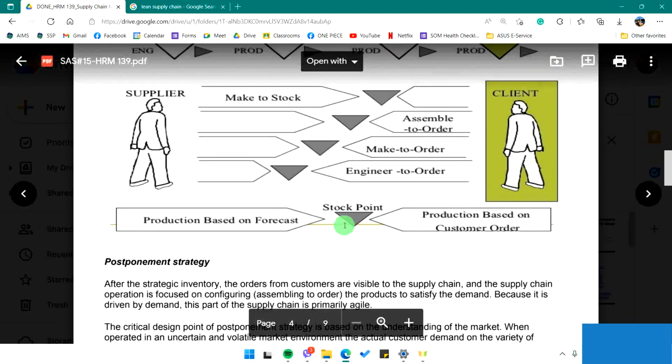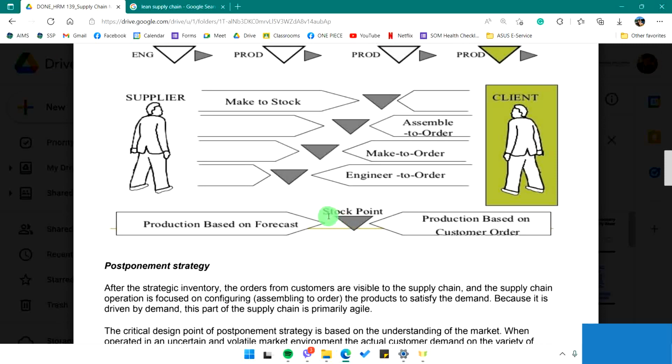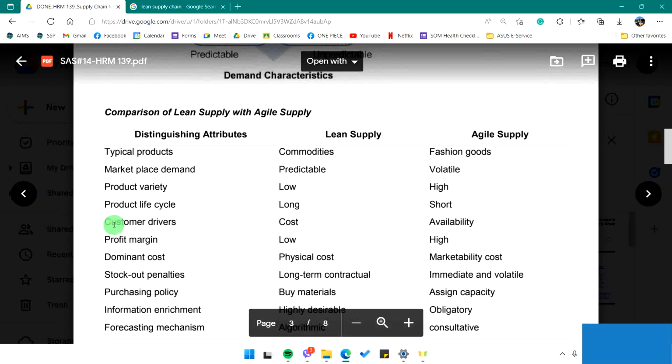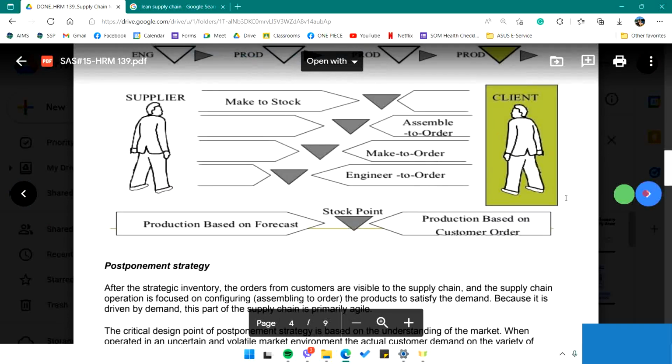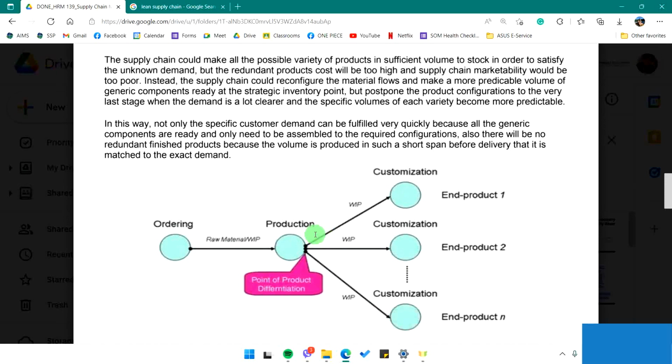So I hope with that lecture, you guys now have an idea of what is an agile market, the difference of an agile market and lean market, and the order decoupling point and yung ating postponement strategy. So that's it for this lecture, and if you guys have questions, you can ask me.